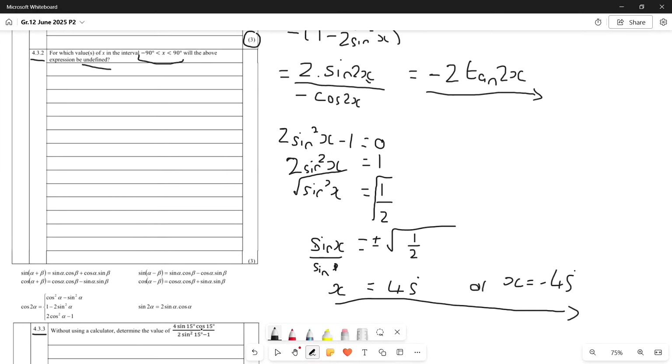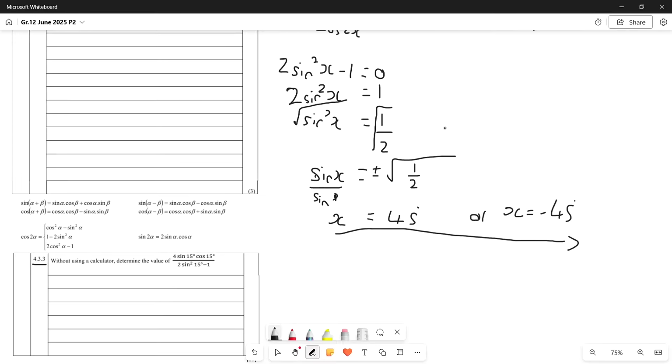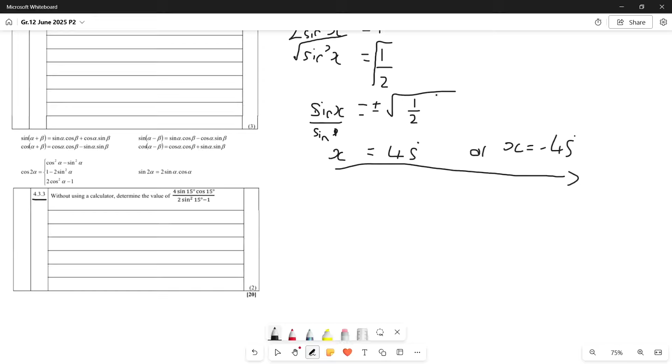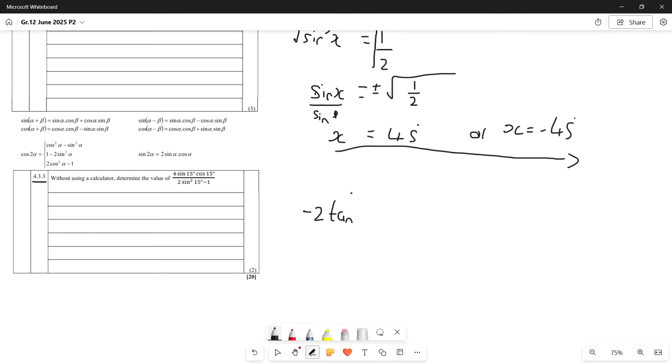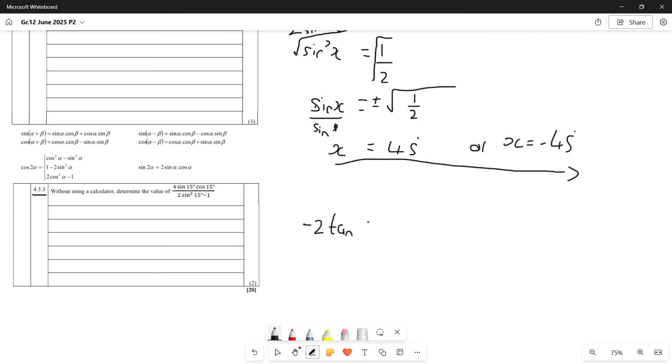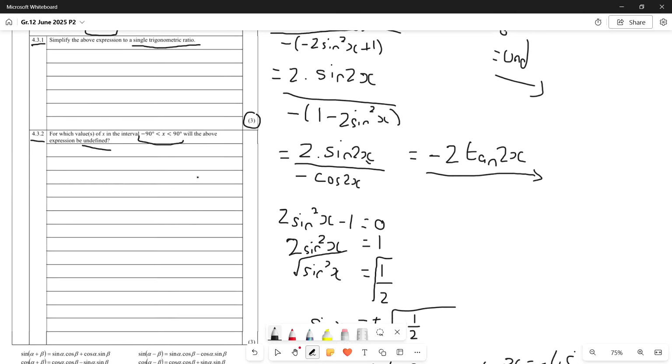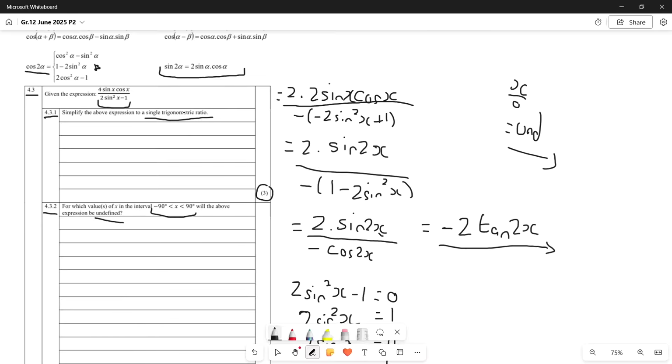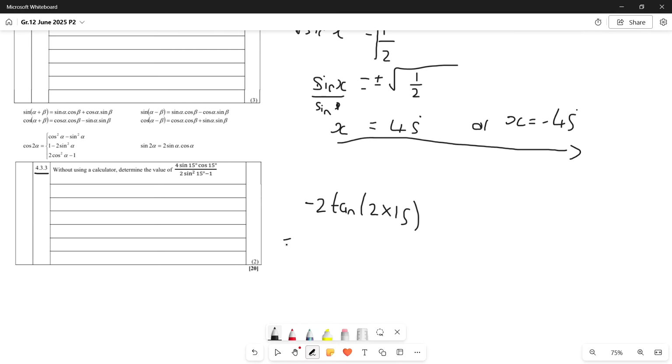What we can just do is plug the angle of 15 into x over here, and then we can solve for it without a calculator, because then what we have is minus 2 tan, and the angle inside there is 2 times 15, because x is the angle we're working with. X is 15 in this case. If we were to rework the whole thing, we'd get to the same expression. So we can multiply inside the brackets. We have minus 2 tan, and 2 times 15 is 30. 30 is great for us.